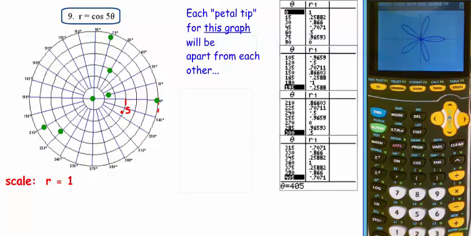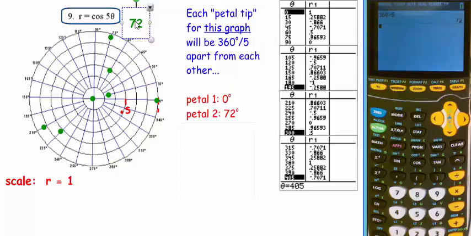So we can say, well, 360 divided by 5 is going to be 72. So each petal tip will be 72 degrees away from each other. If the first petal tip is at 0 degrees, the next petal tip is at 72 degrees. And you are required to label these in. So 72 is going to be a little bit before 75. So maybe about there is where 72 degrees will lie. Then we can add another 72 to get our third petal tip at 144. So we'll go around between 135 and 150, and we'll mark in 144. And we'll keep doing this all the way around the circle.